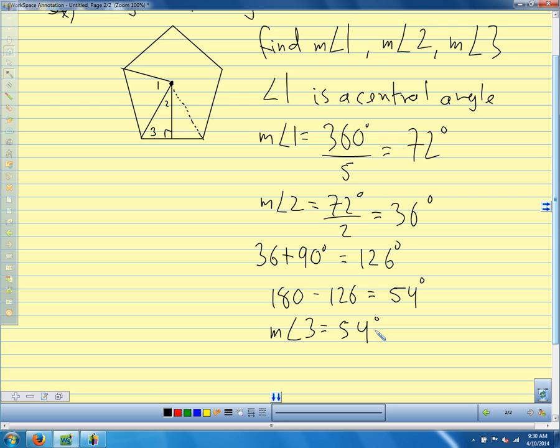So being able to figure out the central angle, draw this little triangle, figure out half the central angle, and figure out this angle down here in this triangle. And I'm going to highlight this little triangle in red. Being able to find those angles in that little triangle is going to be very important. So we'll need to be able to do this to find our areas of regular polygons.